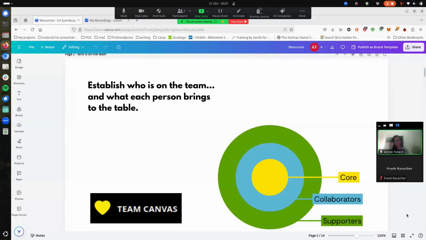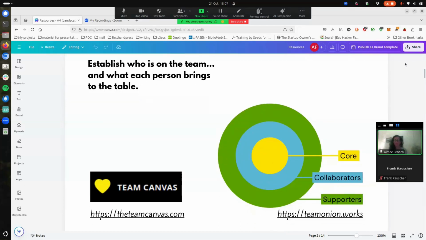So the first thing that microenterprises need to contend with is to establish who is on the team and what each person will bring to that table. In this case, we have 2 social tools which we recommend using. The CoLab has tested this quite a lot, and lots of microenterprises have used these 2 tools to self-organize. And these 2 tools are social tools.